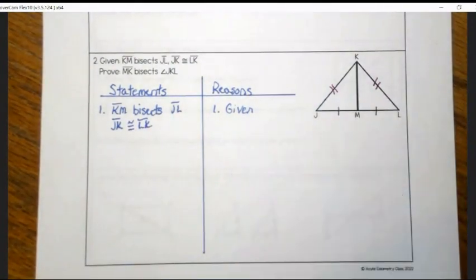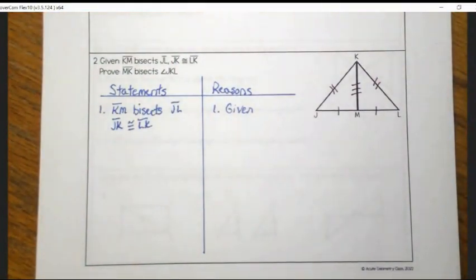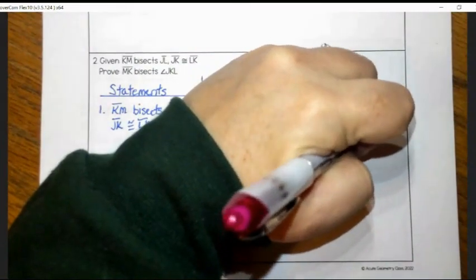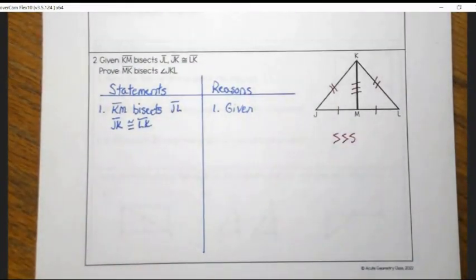So I can mark that both triangles share that side. Oh boy, this is another side, side, side. So I'm going to end up using side, side, side to prove the triangles are congruent.